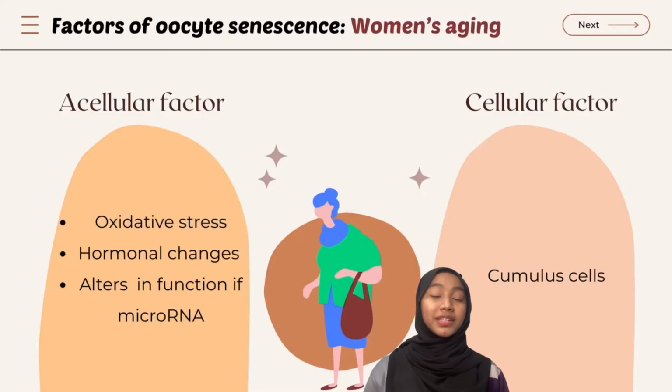Aging is one of the factors that affect oocyte longevity. Factors of oocyte senescence, which is caused by women's aging, can be divided into 2 types: acellular factors and cellular factors. Acellular factors include oxidative stress, hormonal changes, and altered function of microRNA, which occur when women face aging. On the other hand, cellular factors are closely related to the mechanisms of cumulus cells.